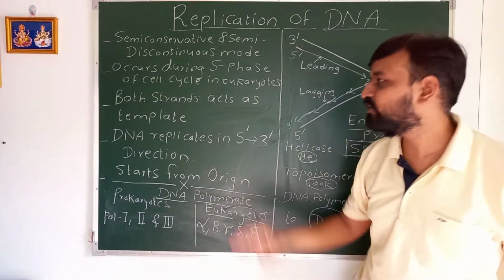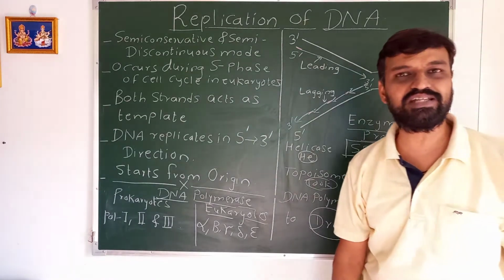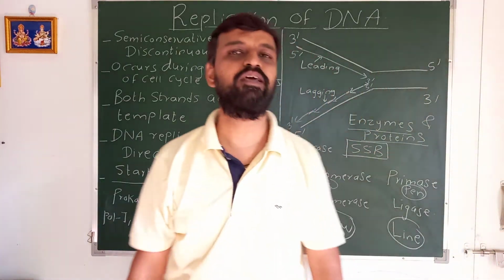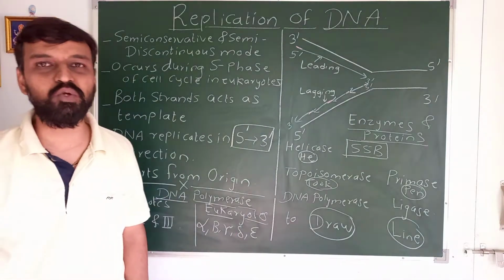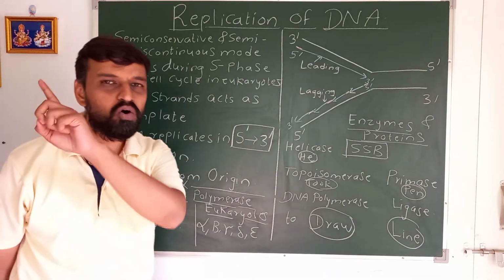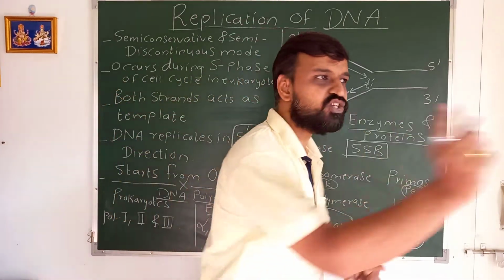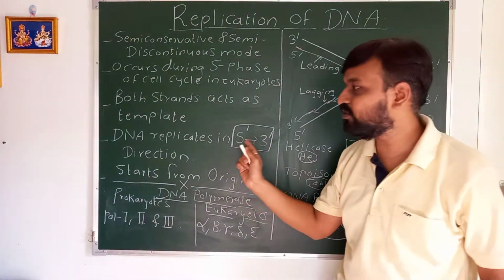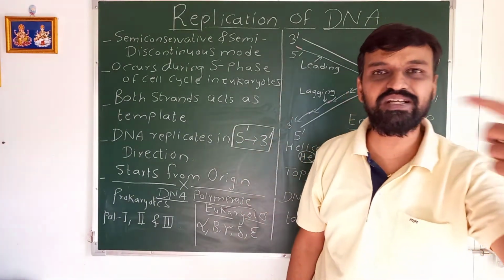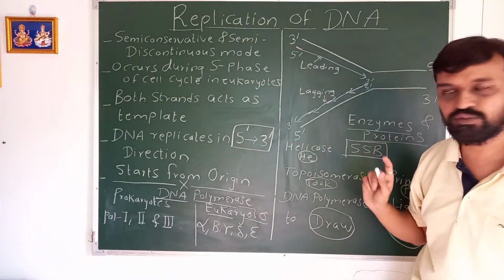Now, the third very important part. DNA replication takes place only in the 5 prime to 3 prime direction. I want this to be a very important part for you people. Don't forget it. For all the processes, DNA replication, transcription, translation, the direction is from 5 prime to 3 prime. Never forget this. The question comes in NEET: which of the following is the correct direction? Yes, DNA replication takes place in the 5 prime to 3 prime direction.